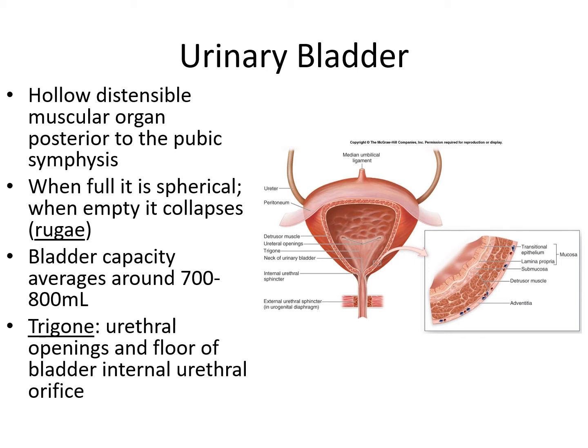And then we have this term here, the trigone. This is where we're going to have this cute little triangle formed, making up the urethral openings and the floor of the bladder and the internal urethral orifice. So it's just kind of combining all of our little holes here that we have.